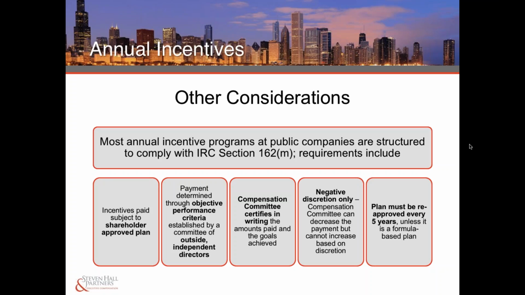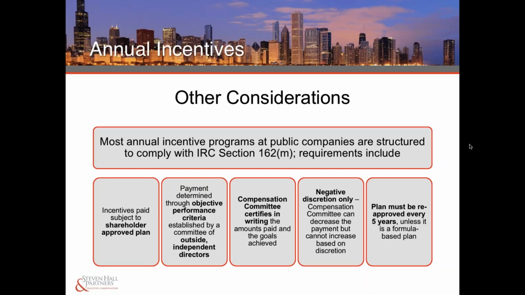And finally, as I mentioned before with 162M, this is a very important consideration for your annual bonus plan. Typically, we find the companies want to make sure that their bonuses are 162M compliant. Here we've listed 5 main criteria that the plan needs to have in order to achieve this 162M compliance. It needs to be a plan that was approved by shareholders. It needs to have objective performance criteria, and these criteria need to be set up by the outside and independent directors on an annual basis.